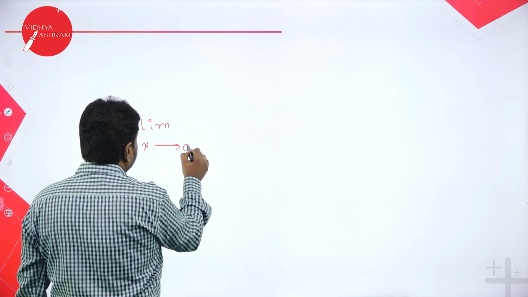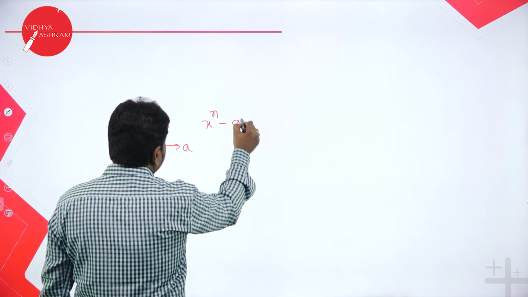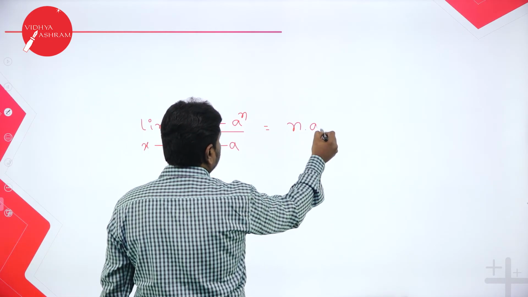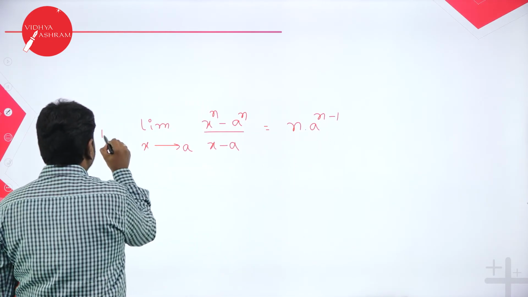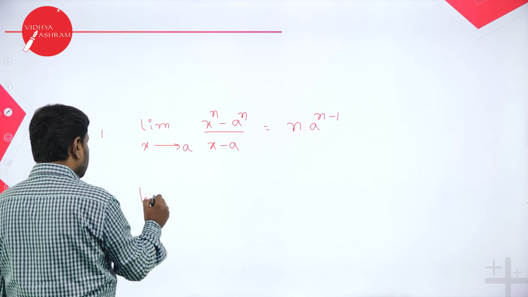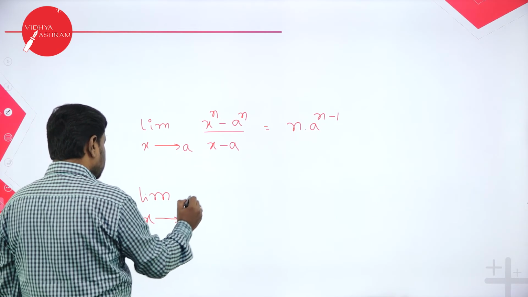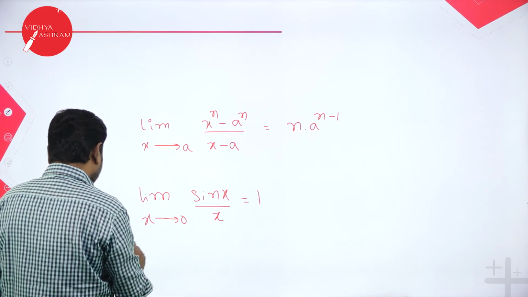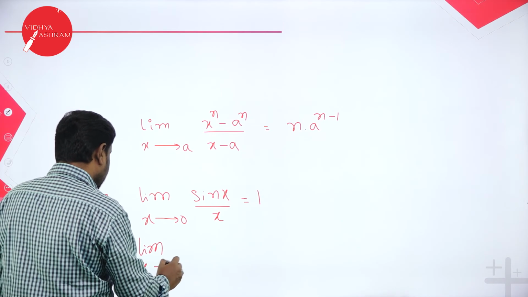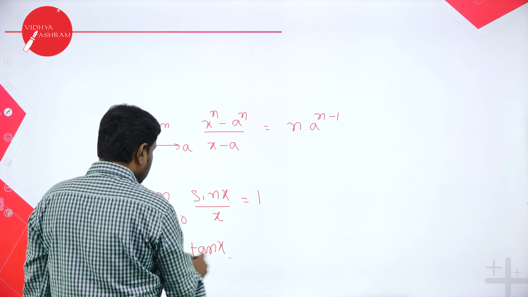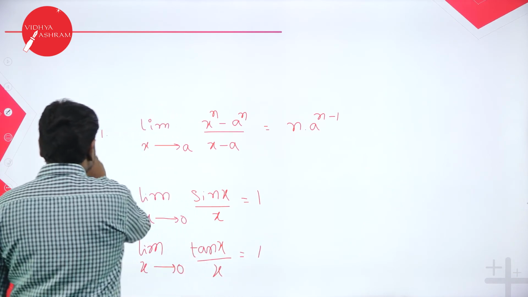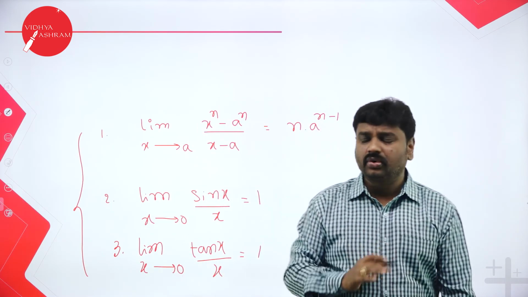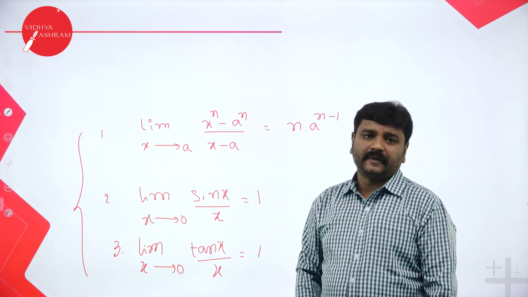Limit x tends to a, x power n minus a power n by x minus a, for n being any integer, the answer is n into a power n minus 1. And this is one theorem. And the other theorem we proved is limit x tends to 0, sin x by x is 1, and similarly limit x tends to 0, tan x by x is also what? 1. These are all the important proofs. So these three formulae should be thorough to solve the problems. Please sit and revise them and become thorough, as these three are equally important.